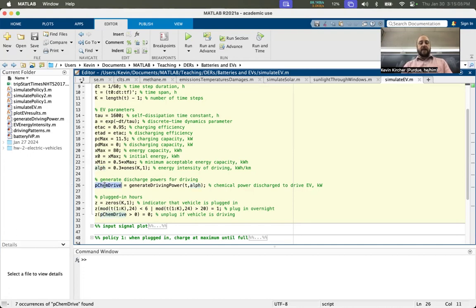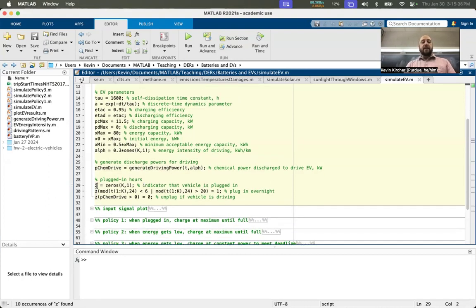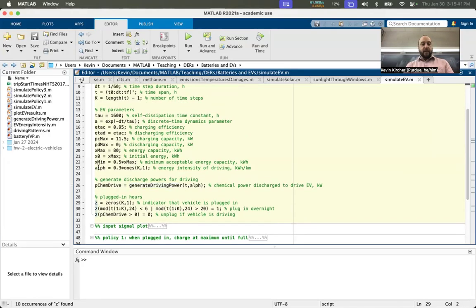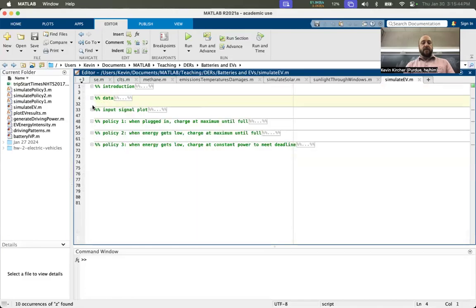And then this is the chemical driving power is generated from a function. And I don't think this is one that you guys need to fill in. But all this basically does is it takes the time span and the energy intensity of driving, and then it returns the chemical charging power that is dissipated from driving. So in this function, I build distances and times when those distances are driven, and then I use an equation to basically back out how much energy that uses. And then here, this is that indicator variable Z that basically says, is the car plugged in or not? So I think all that stuff is the same in your version of the code.